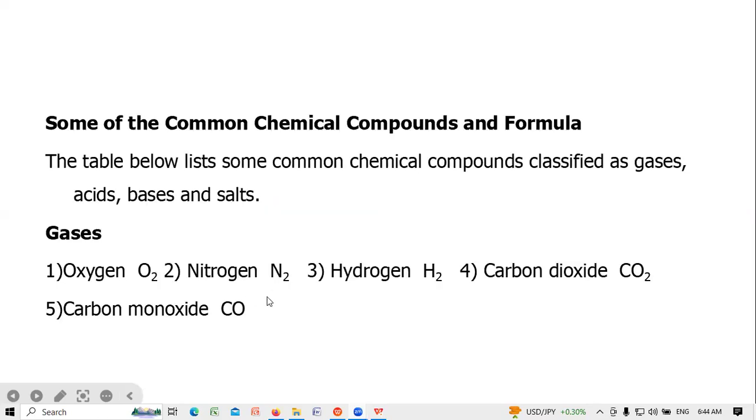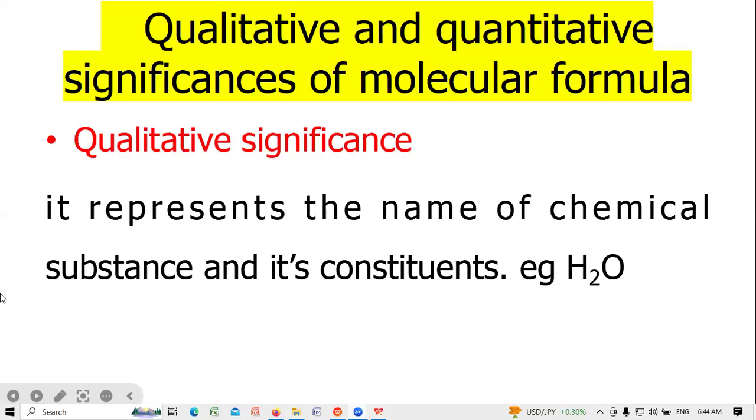Some of the common chemical compounds and their formulas: oxygen O2, nitrogen N2, hydrogen H2, carbon dioxide CO2, carbon monoxide CO. Qualitative and quantitative significance of the molecular formula. Molecular formulas also have qualitative and quantitative significance. Qualitative significance represents the name of the chemical substance and its constituents. For example, water is H2O, hydrogen and oxygen, is the qualitative significance.